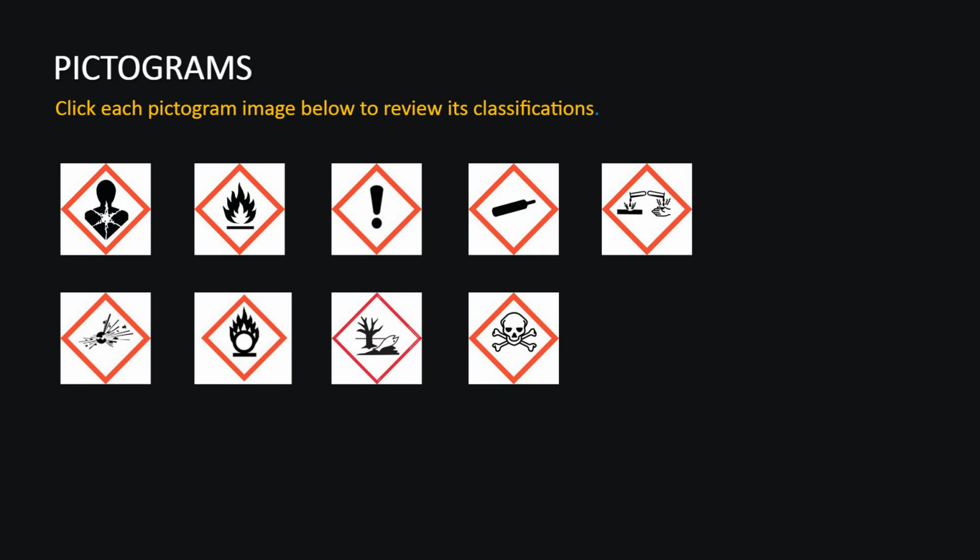Each pictogram consists of a symbol on a white background framed within a red border and represents a distinct hazard or hazards. The pictogram on the label is determined by the chemical hazard classification. Click each pictogram shown here to review its classifications.